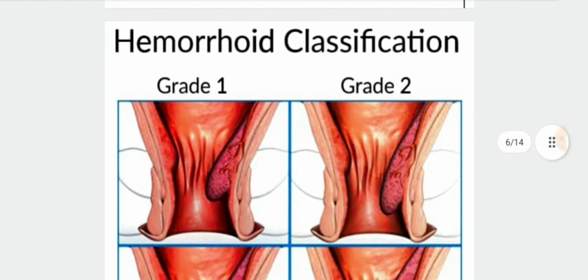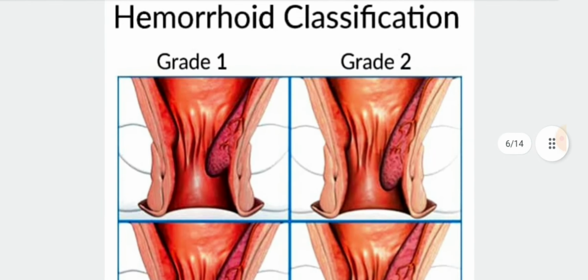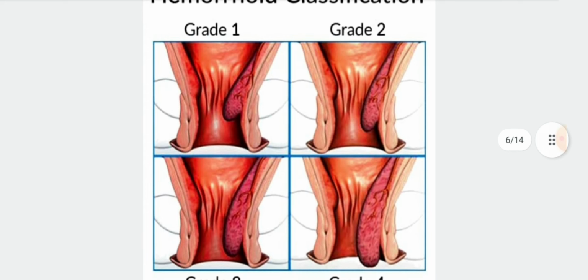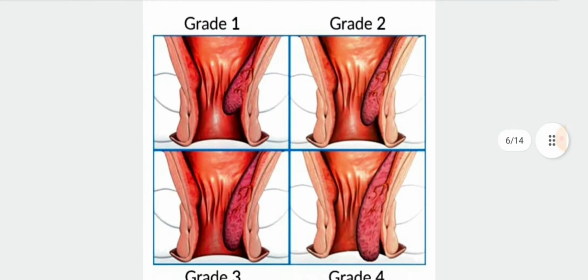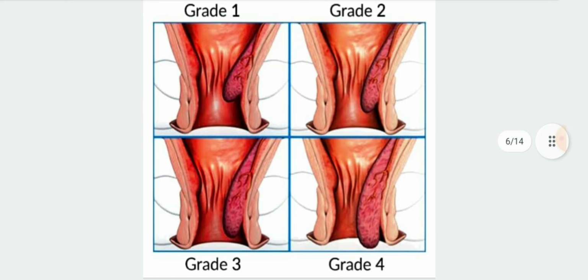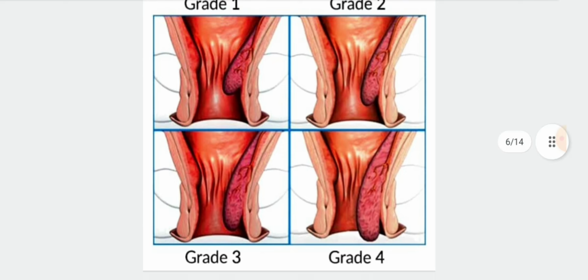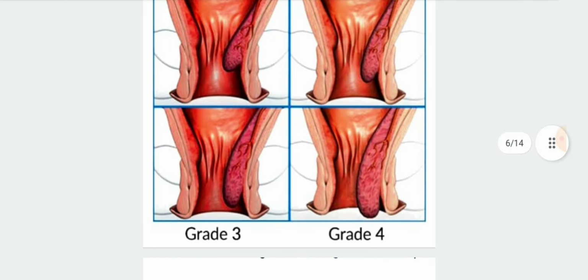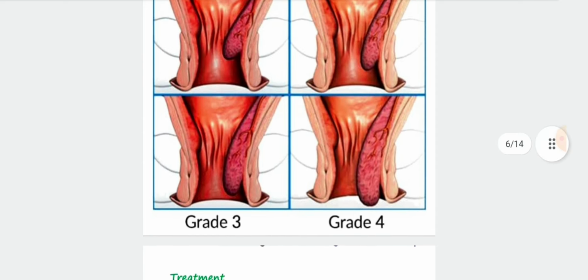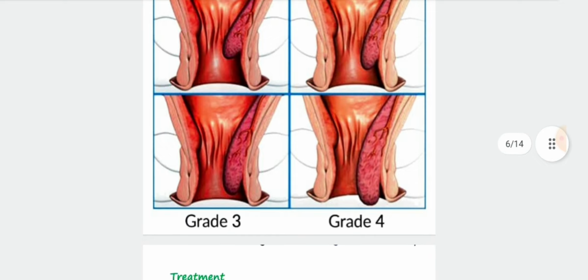You can see this in the hemorrhoid classification. In grade 1, the hemorrhoid lies inside the anal canal. In grade 2, the hemorrhoid lies inside the anal canal, but during defecation it comes out and gets reduced spontaneously. In grade 3, manual reposition is required, and in grade 4 there is no reposition, either spontaneously or manually.